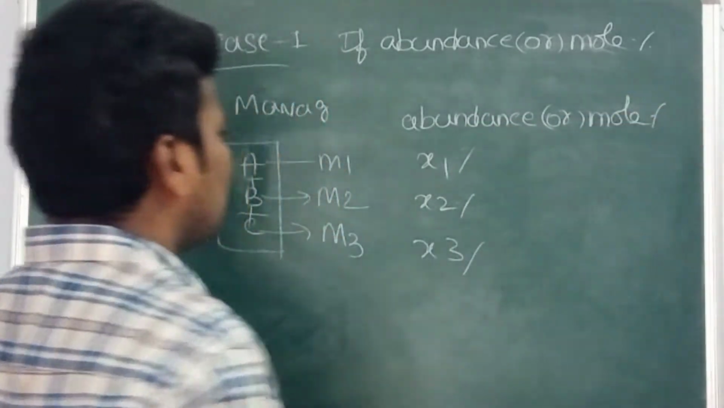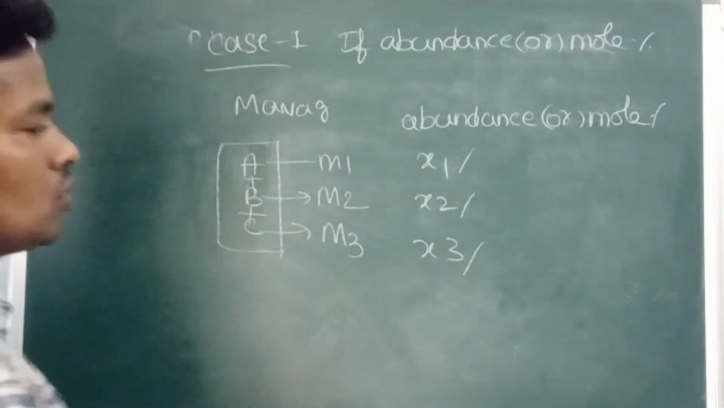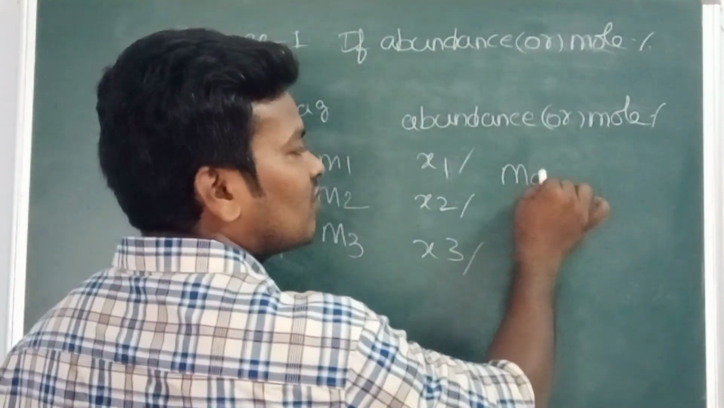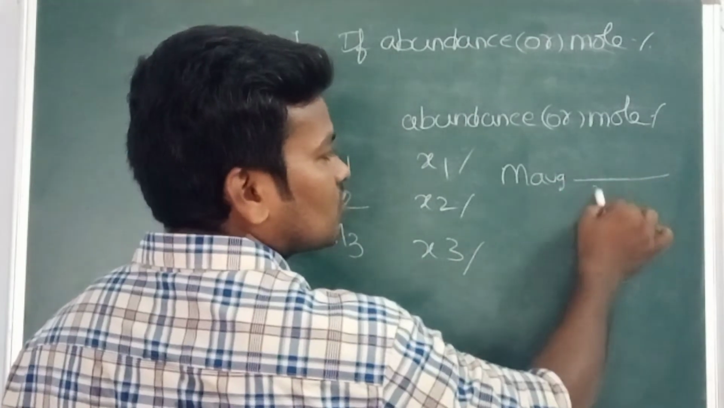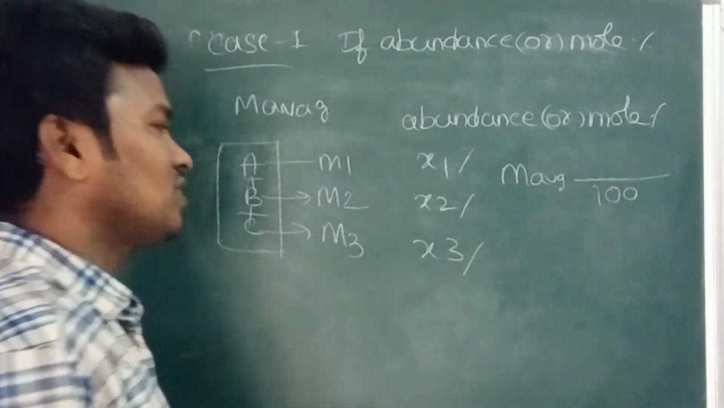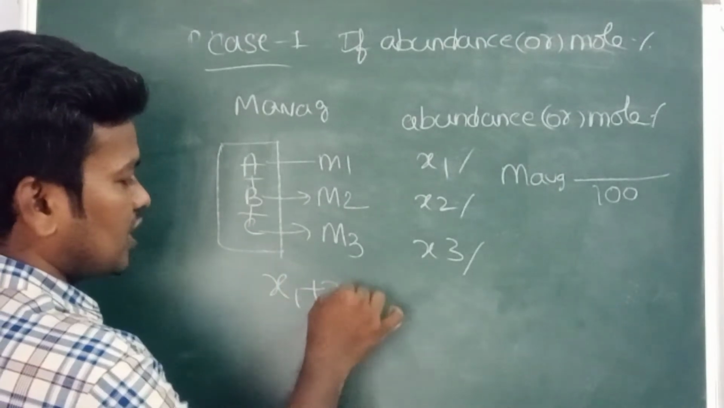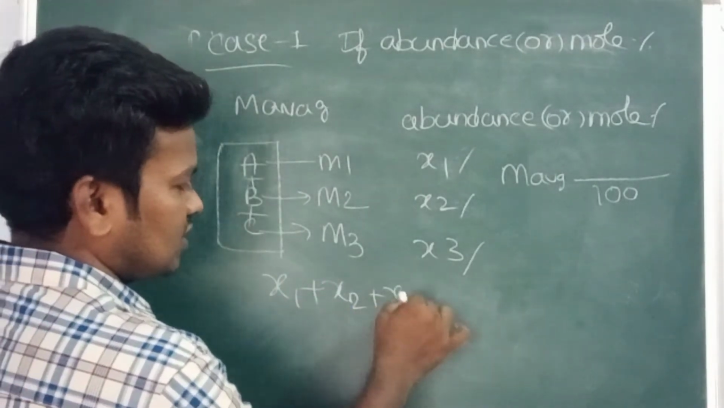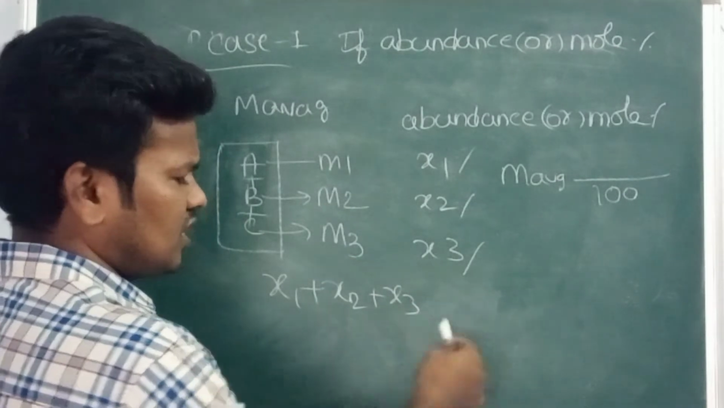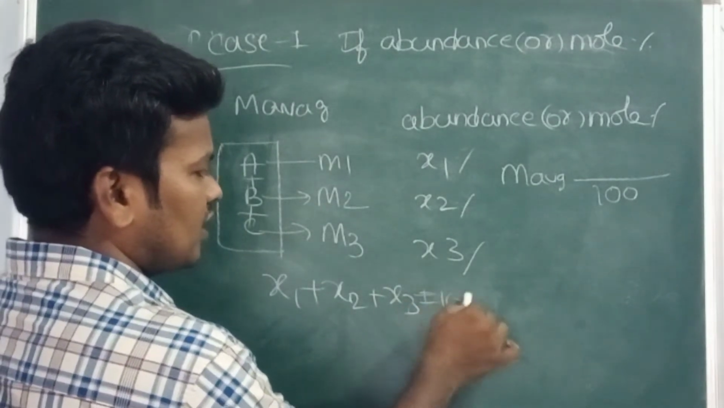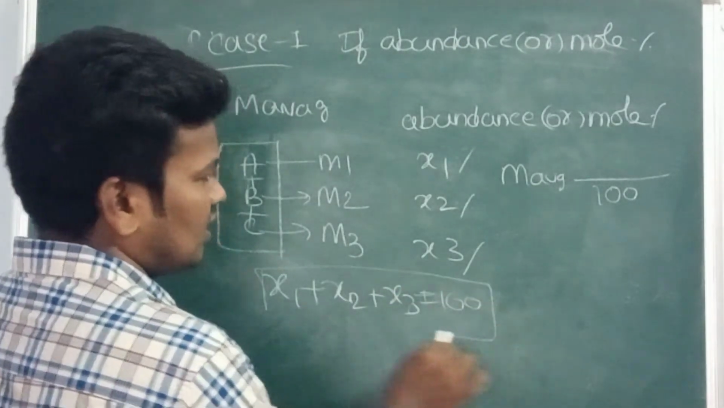Abundance or mole percentage. I want M average. Here M average, in the sense, of course, 100 only. 100 is nothing but x1 plus x2 plus x3. In a given mixture, x1 plus x2 plus x3, and if 4 is there, x4, and so on, they get the 100. Already we have learned this in the last video.